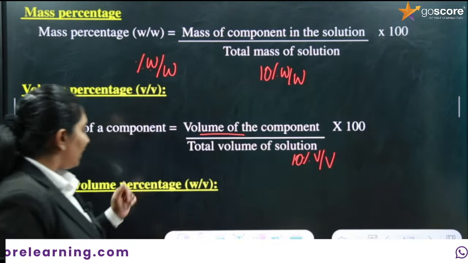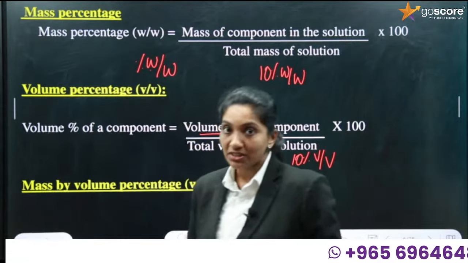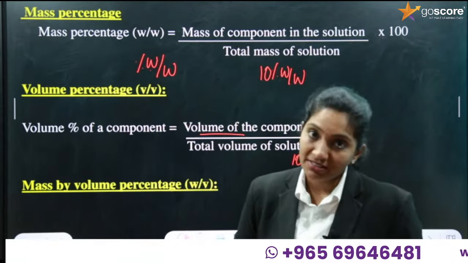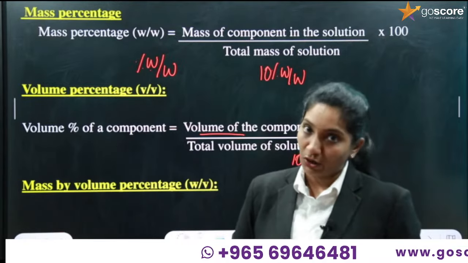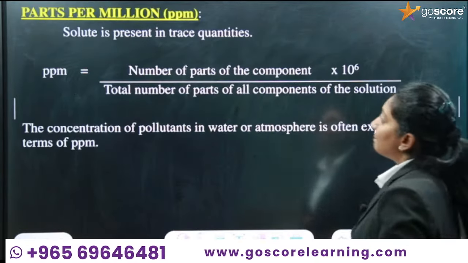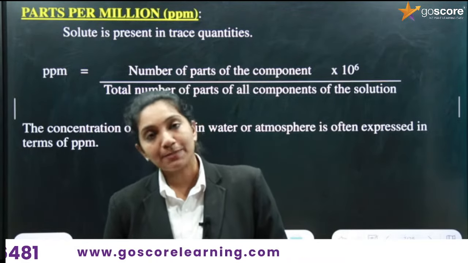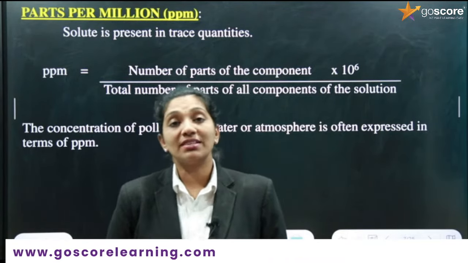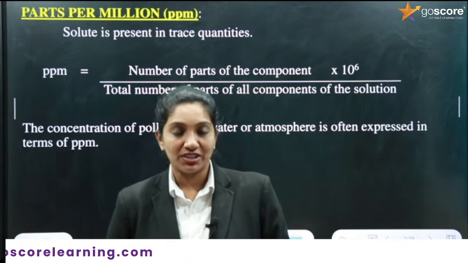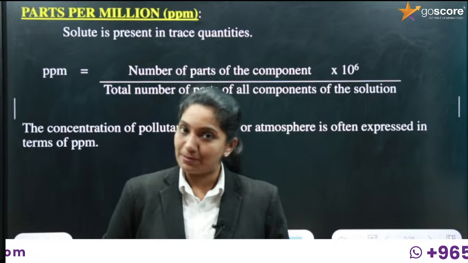This one, we are mainly using this mass by volume percentage in the medicinal preparations to express the concentration of the particular medicinal compound. Okay, so the next one is parts per million, ppm. We usually use this way of expressing the concentration whenever a trace amount of substance is present.